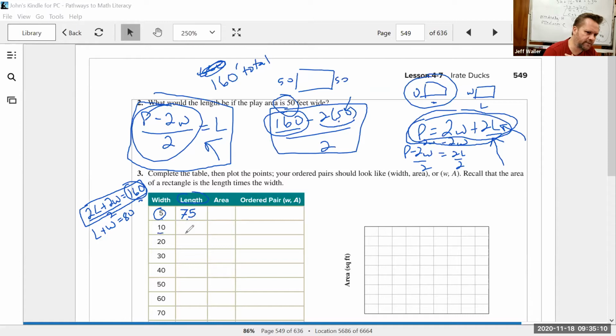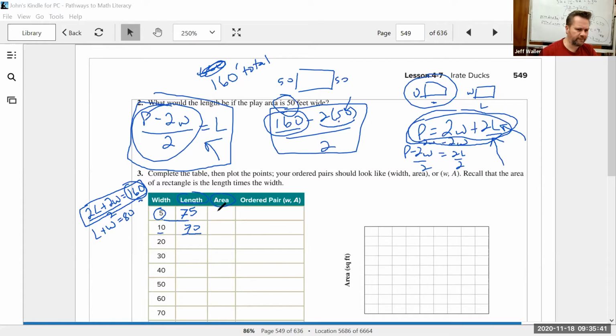So if the width is 10, what's the length going to be? 70. Let me make sure you guys know this is not a decimal. Okay, get out of there. My 7 is naked. Bam, there he is. So this will be 70. Now, before I get too far, what's the area here? So what do I have to do with these now to get the area? Multiply them.